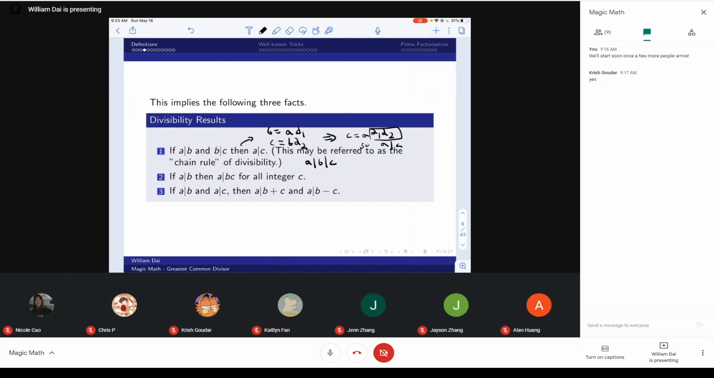Okay, and if A is a divisor of B, then A is a divisor of BC for all integers C. So basically, if A is a divisor of B, then A is also a divisor of all multiples of B. And again, this is for any integer, not just positive integers.